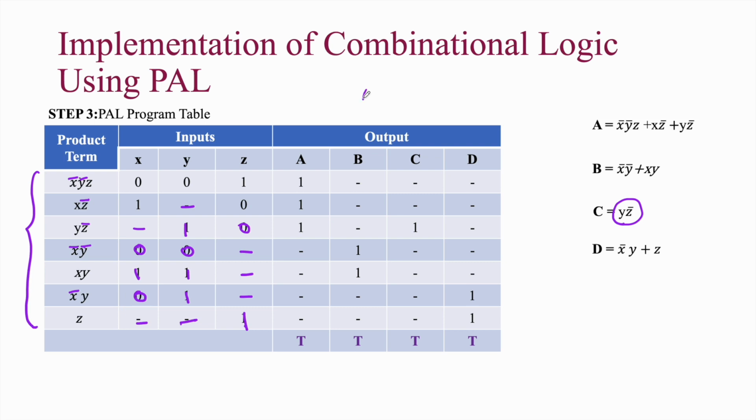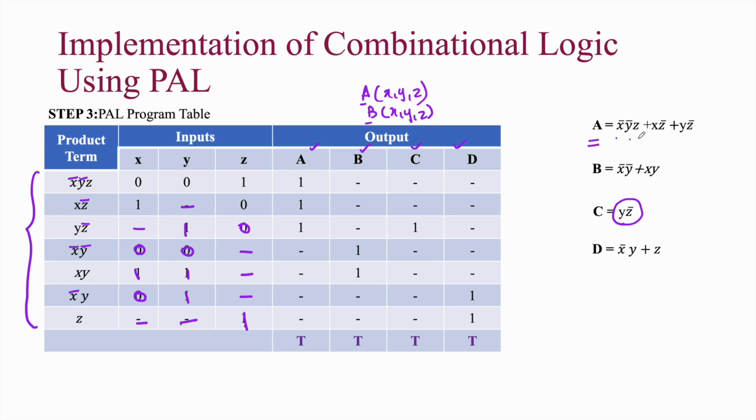We know that the function was given something like this, A of x, y, z. Similarly B of x, y, z. So those A, B, C, D are the outputs for which we have found the expressions also. So A, B, C, D. So when we look into A, for the expression A, what are all the terms we have?